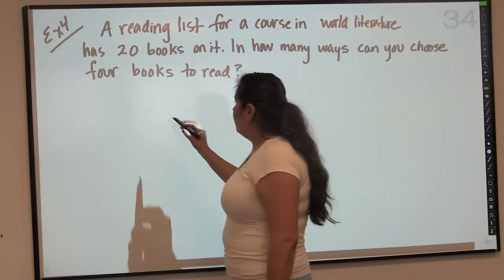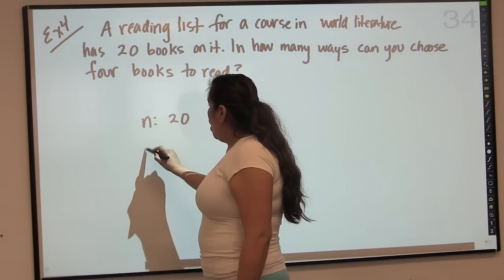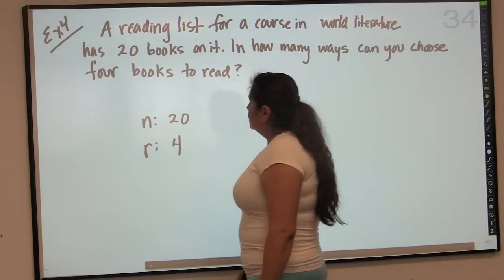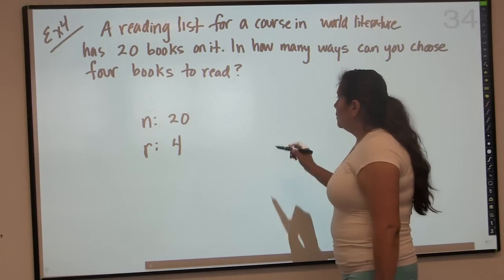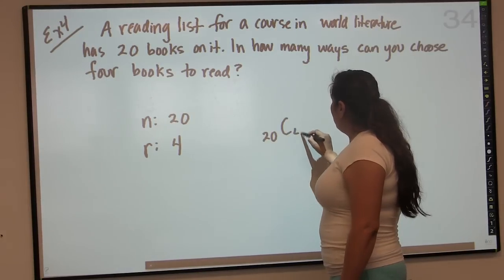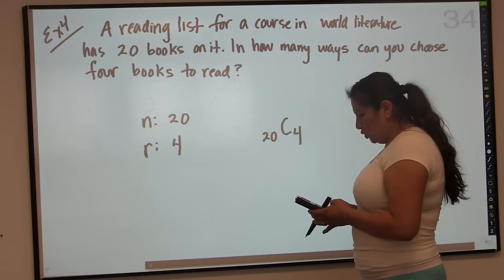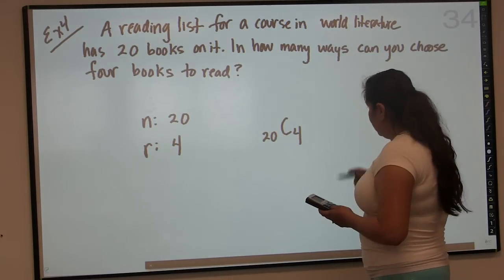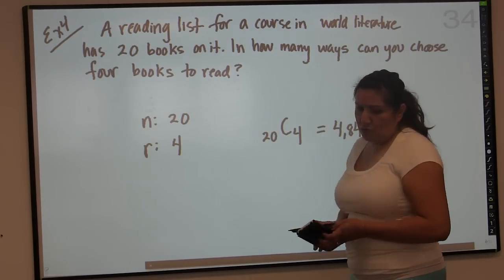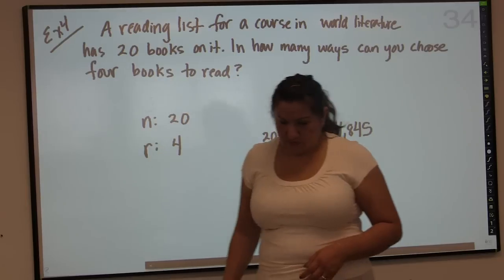Alright? So again, we have N is the total number of items, and R is how many I'm going to choose at one time. I'm going to choose 4 at a time. So N is 20, R is 4. So I'm just going to plug into my little formula. So it's going to be 20, choose 4. And when I go to the calculator and do 20, choose 4, I get 4,845 possible combinations of 4 books that I can read at a time for this world literature course.